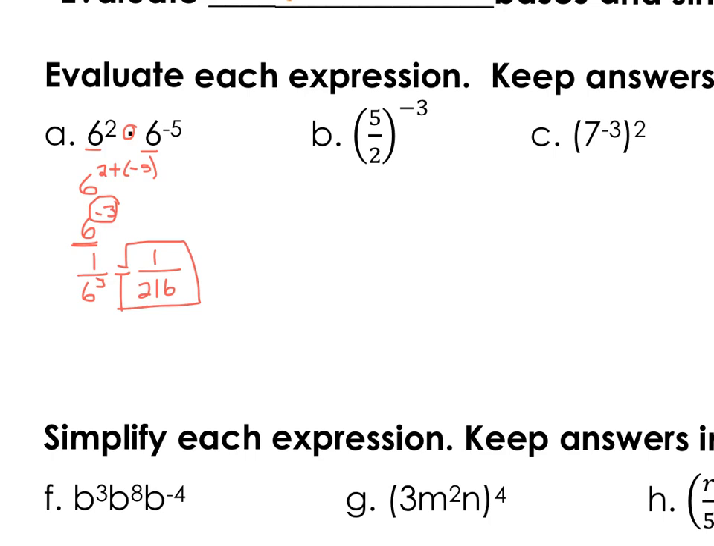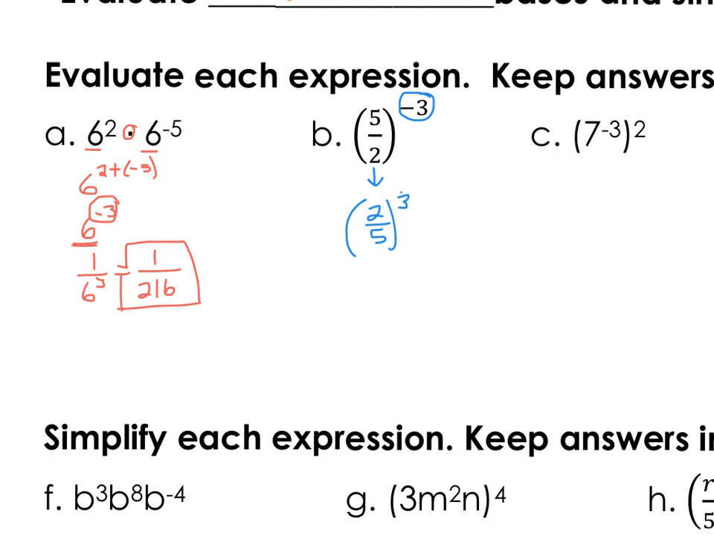Example B. We have a fraction now to the negative 3rd power. So again, we've got that negative exponent, but we also now have power of a quotient, where the top and the bottom of the fraction are going to get the exponent on the outside. But I'm going to take the reciprocal of the base first to make my exponent positive. So instead of 5 halves, I'm going to have 2 fifths. And then that makes the negative 3 become positive 3.